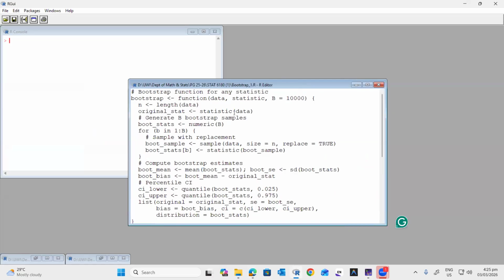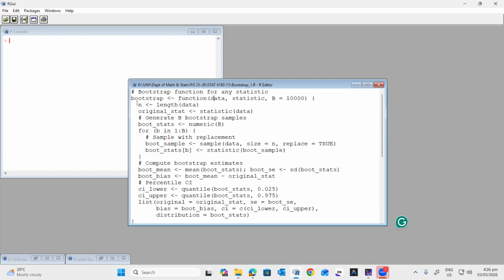So I wrote one code here that is also in your PPT. In the bootstrap, I'm preparing a function of the data. I'm creating a function of data and statistic, and the statistic can be anything: mean, median, mode. I'm going to replicate 10,000 times. So that is my function. The bootstrap is a function of data and statistic.